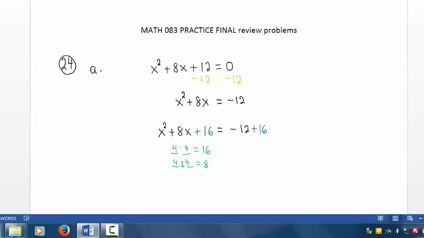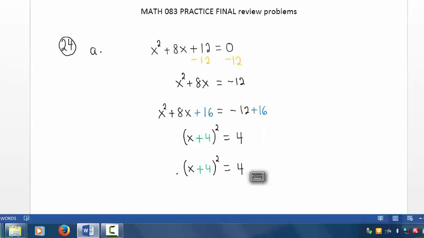So the left-hand side of the equation factors as x plus 4 times x plus 4. In other words, x plus 4 quantity squared. Negative 12 plus 16 is 4. Now we apply the square root to both sides of the equation. When we apply the square root on the right-hand side, we must write plus or minus.